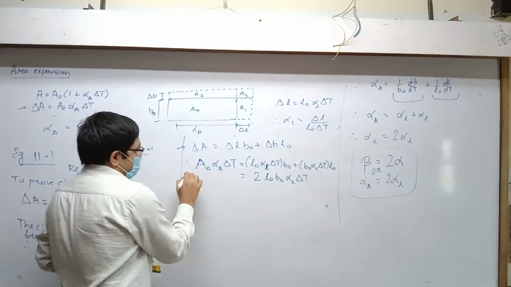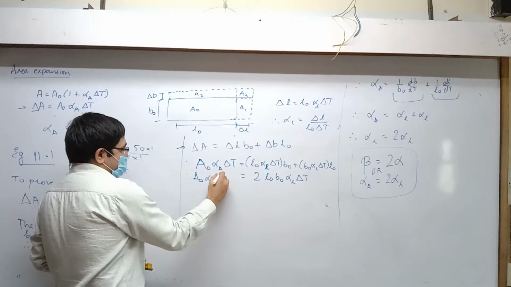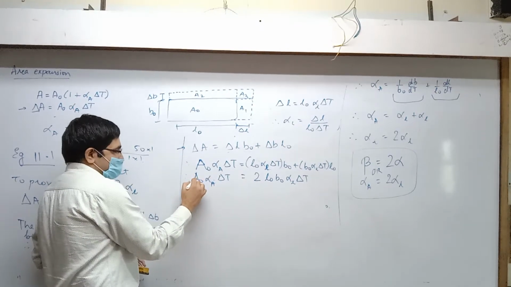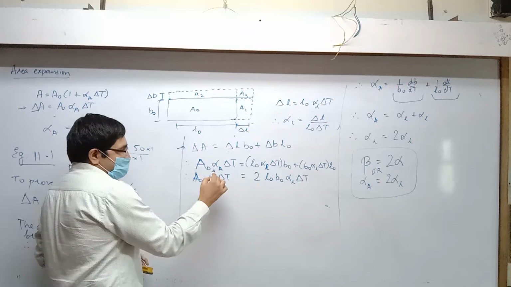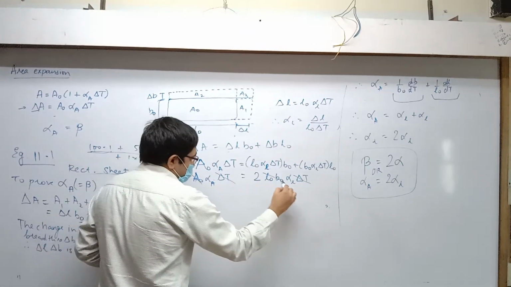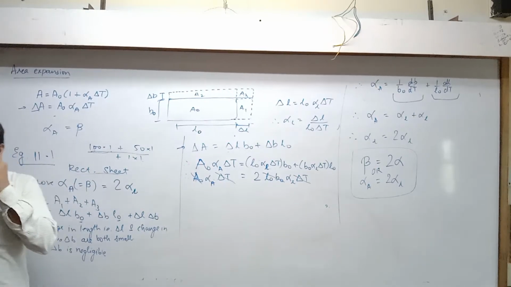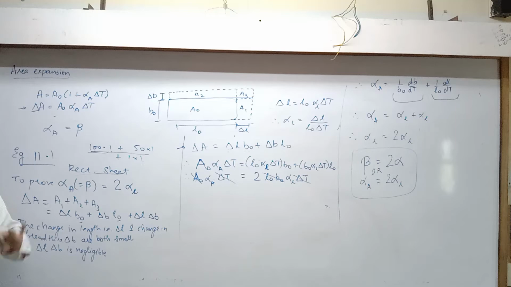And on the left side, A0 alpha A delta T. What's cancelled then? Delta T is cancelled. Then A0 is cancelled with L0 B0. You realize that means what? Alpha A equal to 2 alpha L.